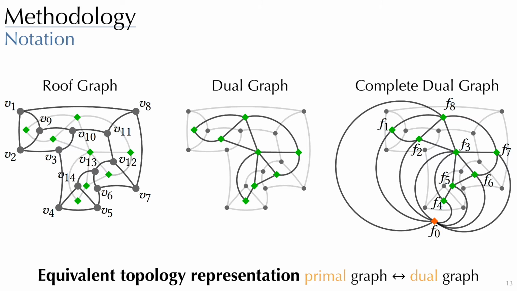One can easily convert the primal graph to the dual graph and vice versa. For example, to construct the primal graph from the dual graph, we can first add an additional node to represent the outside region, which is colored in red. Then the dual of the dual graph would give us a primal graph. Therefore, we can either use the primal or the dual graph to represent the roof topology equivalently.